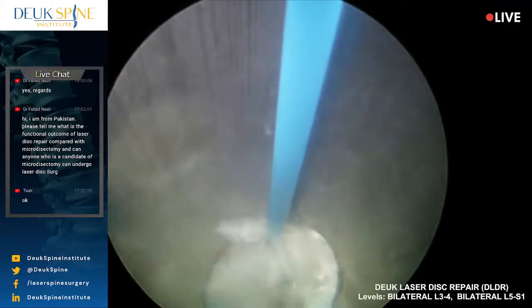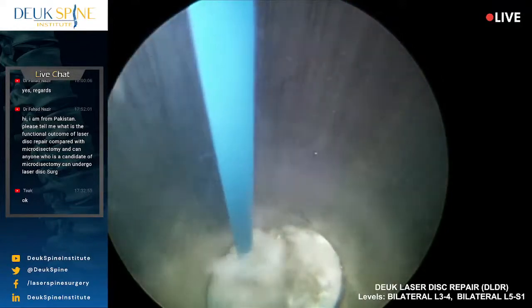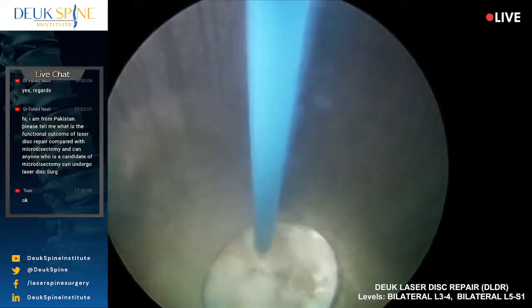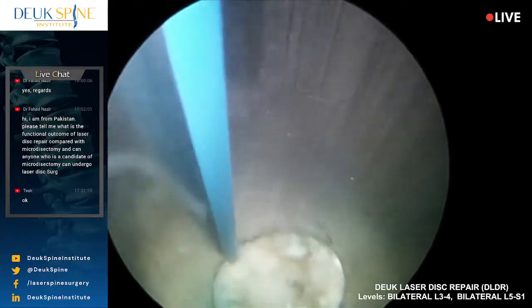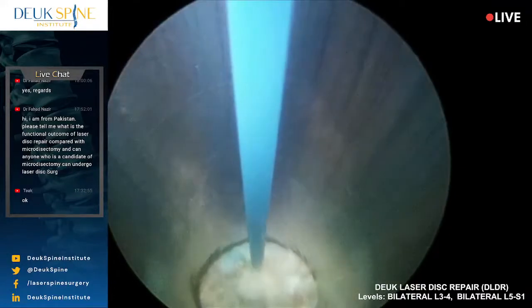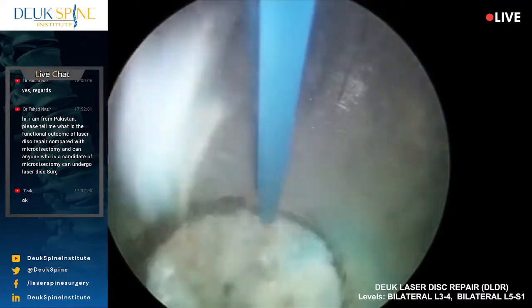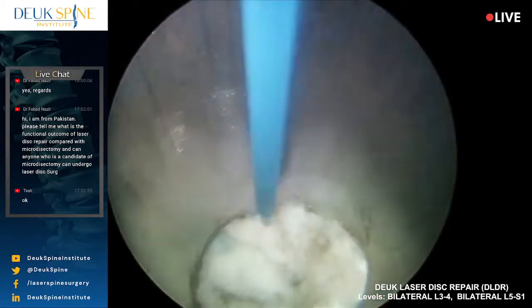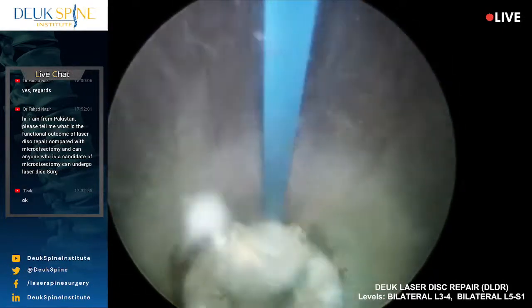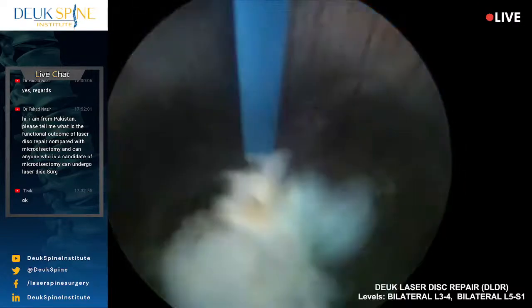This is a perfect example of something called internal disc disruption. It's a terminology that hasn't been used in many years, but it is basically the inside of the disc just getting destroyed. Not looking so bad on the MRI, but these are all pieces of herniation.